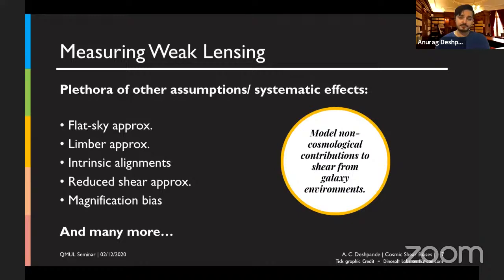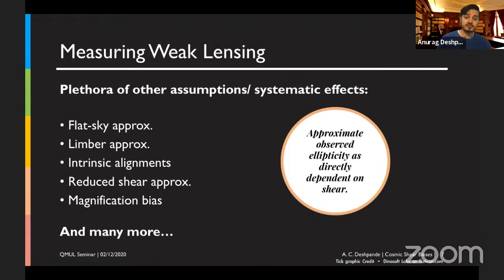Then there's intrinsic alignments. So I mentioned earlier that the observed ellipticity depends on the unlensed source ellipticity and the cosmic shear term. But in fact, that is under the assumption that in the absence of cosmic shear, the ellipticities of galaxies in the universe would just be randomly distributed. But that's not strictly true, because some galaxies form under similar tidal environments, and they have some kind of intrinsic alignment, which is not attributable to cosmology. So when we're measuring the ellipticities for the purpose of extracting cosmology, we need to model this non-cosmological intrinsic alignment signal and remove it. And we have some pretty decent models for that.